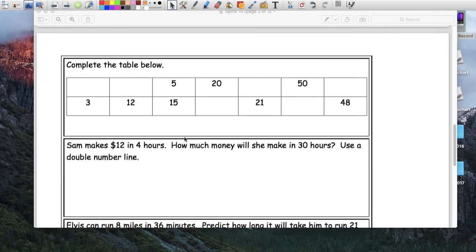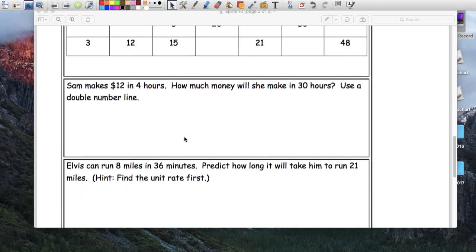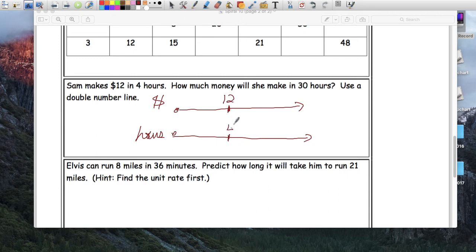Sam makes $12 in 4 hours. How much money will she make in 30 hours? Use a double number line. Okay, we haven't done this for a while. So a double number line. That's 1. That's 2. We need to label it, and we'll call this money. We'll call this hours. What do we know? We know that if it's 12 over here, that would match with a 4 down here. And 30 hours would be about here.